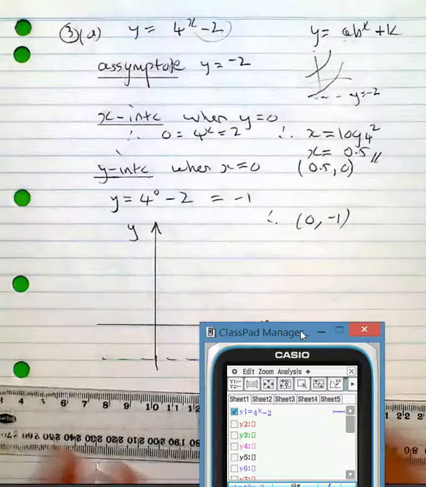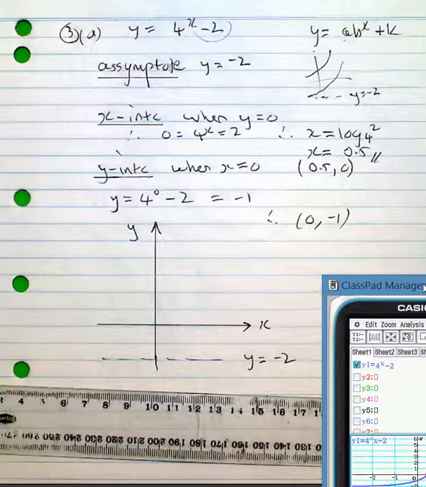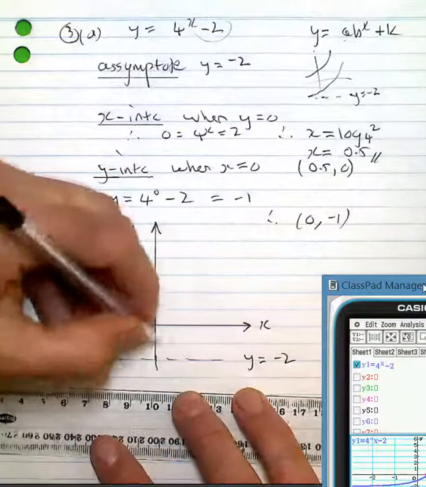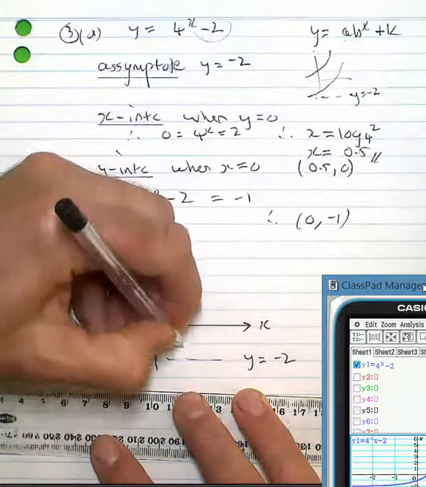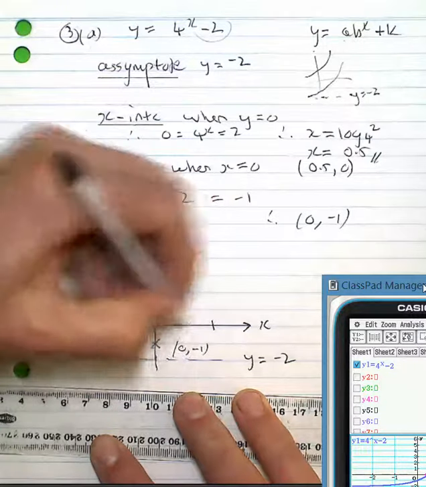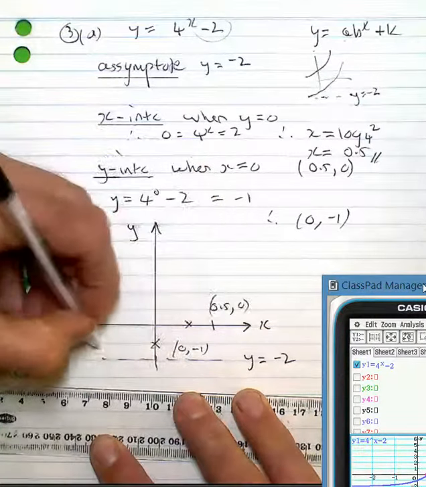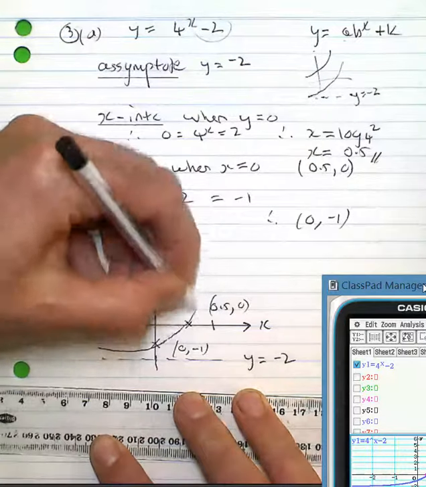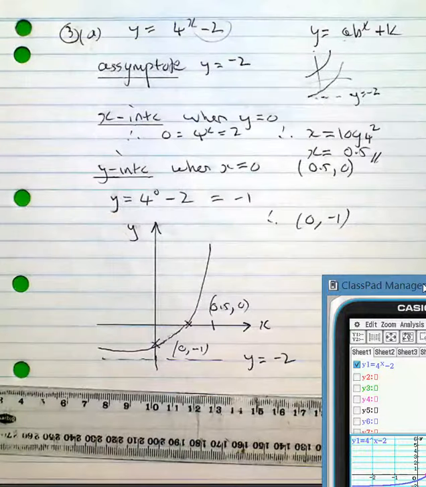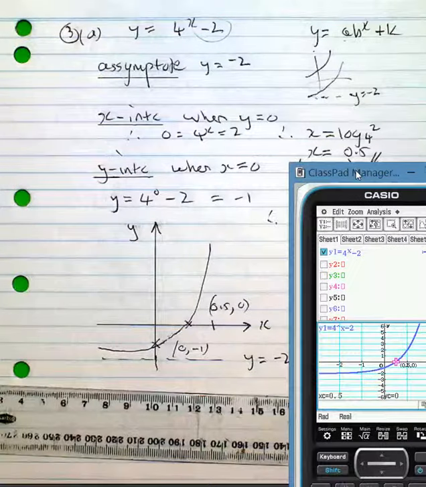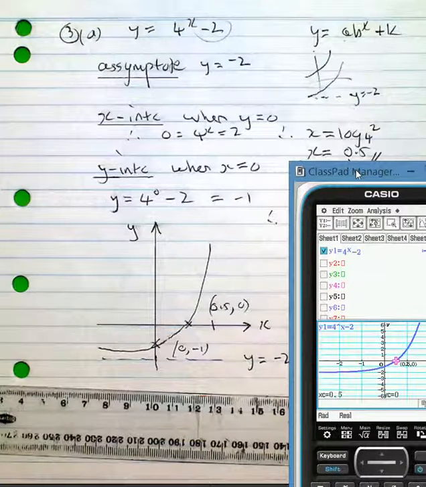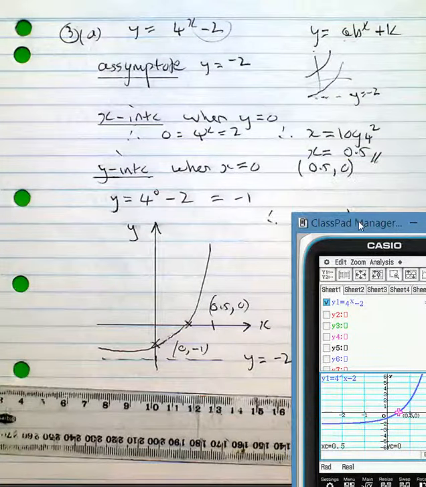So my horizontal asymptote at y is equal to -2. The y-intercept, the x-intercept 0.5, 0, and haul up on that basis. Take some time to have a look at that, and you can see it looks pretty much like the graph I generated on my calculator.